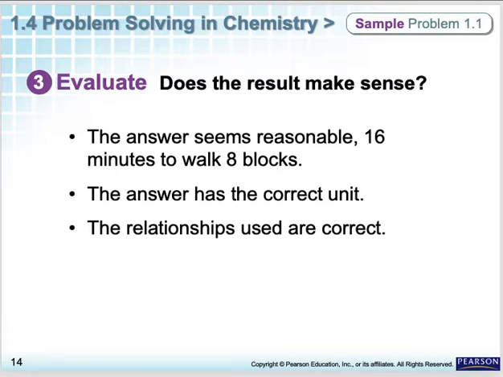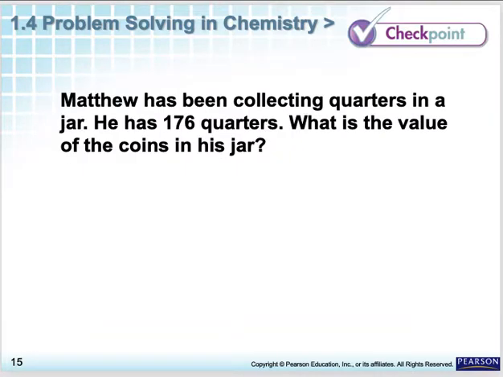And now, does that answer sound reasonable? 16 minutes to walk 8 blocks. And that sounds reasonable to me. The unit is correct and the relationship is correct, and so you have done it correctly. I want you to pause the video here and try and use this method to work out this problem. When I'm checking your notes, I'm going to want you to show me where you did this calculation so that I can see that you've worked it out correctly. So please pause now.